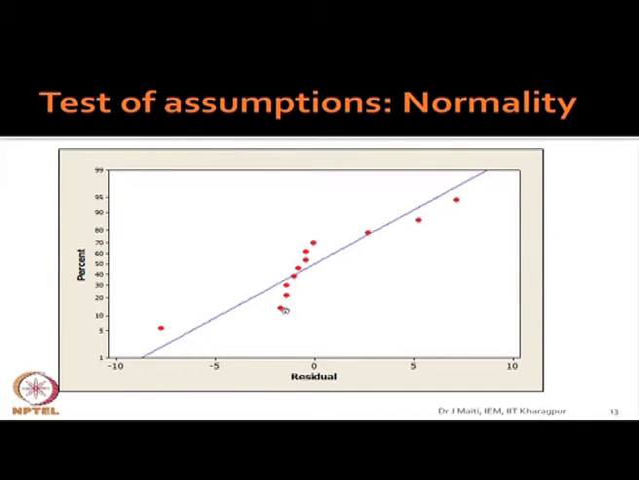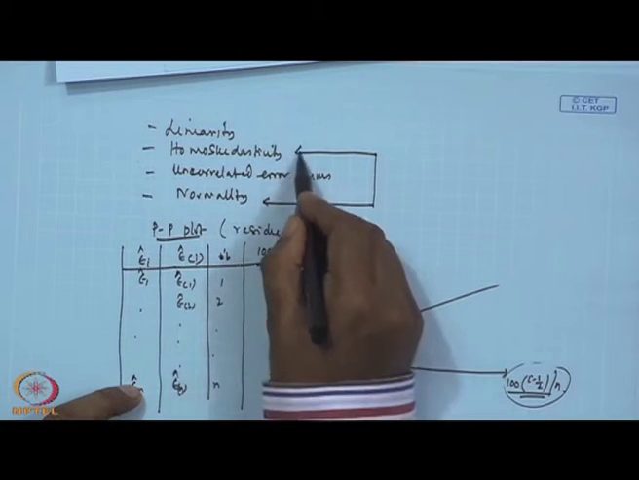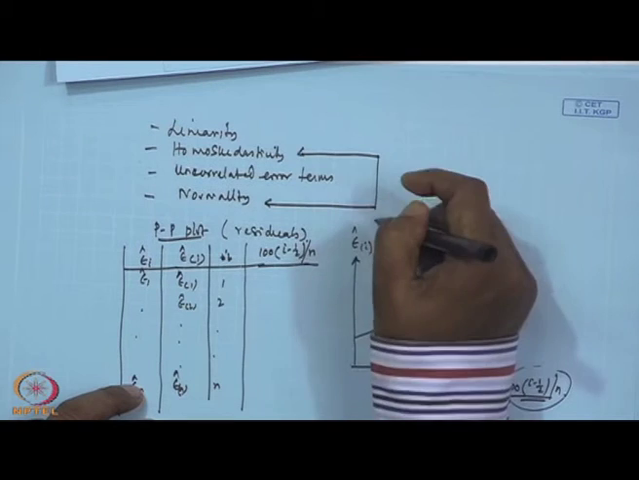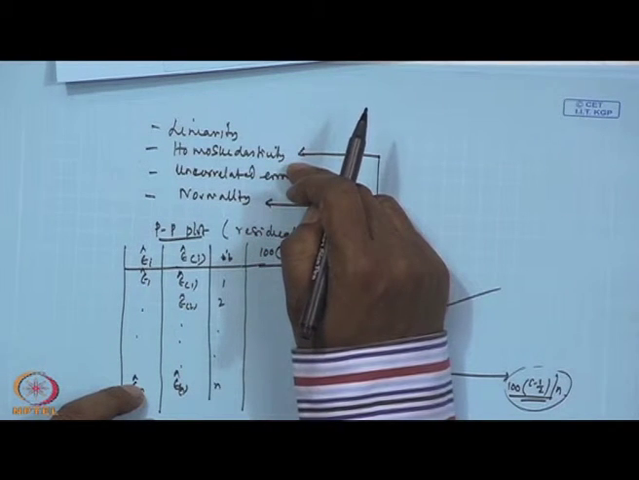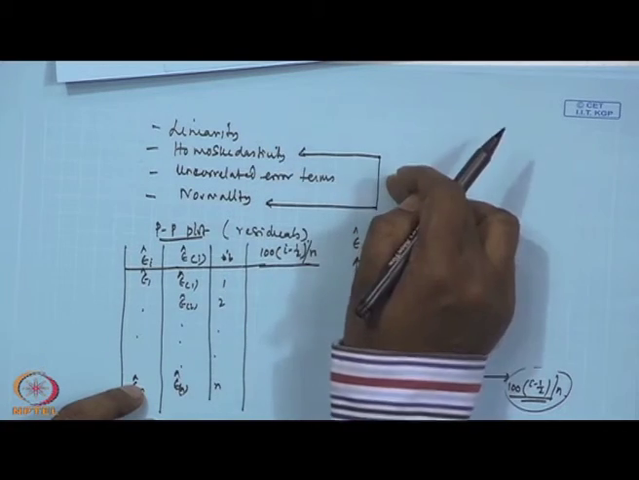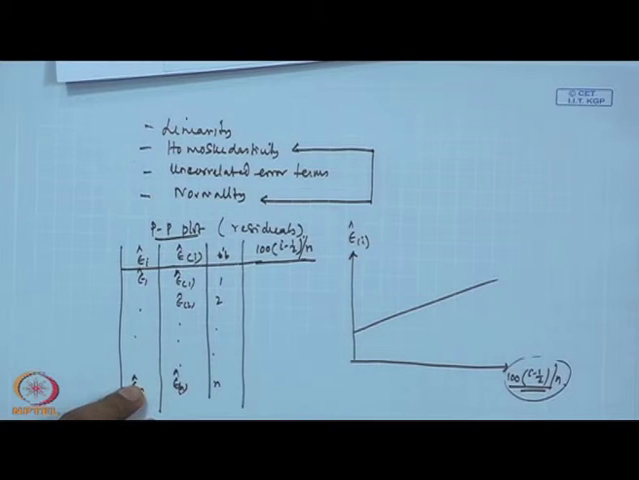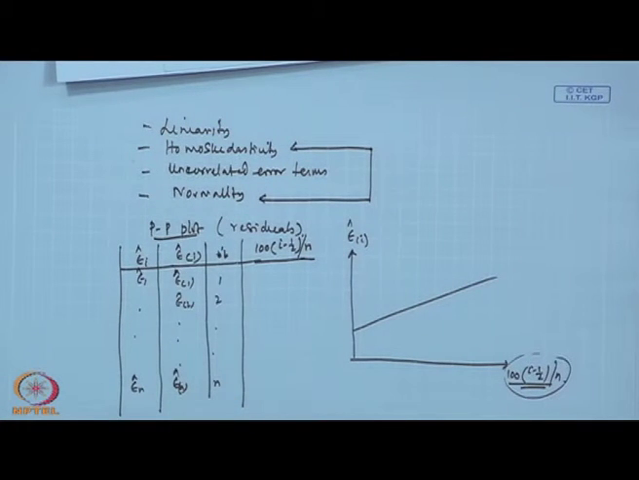So, there is departure, it is not normal. Actually, the interesting thing is that when there is heteroscedasticity, there is also usually a normality problem. So if you transform to solve the heteroscedasticity problem, then you will find the normality problem is solved. Many times, if you solve normality, the heteroscedasticity problem will go also.